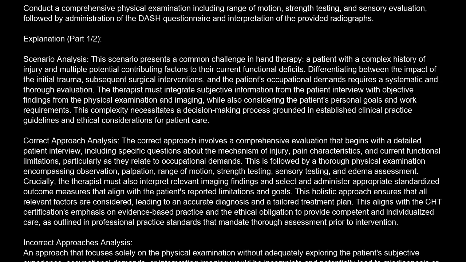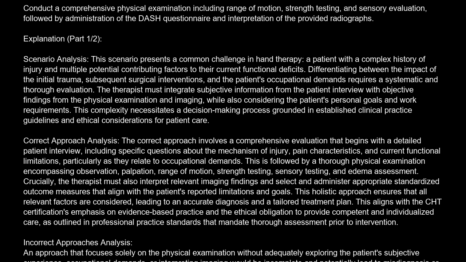Explanation. Scenario analysis. This scenario presents a common challenge in hand therapy. A patient with a complex history of injury and multiple potential contributing factors to their current functional deficits, differentiating between the impact of the initial trauma, subsequent surgical interventions, and the patient's occupational demands, requires a systematic and thorough evaluation. The therapist must integrate subjective information from the patient interview with objective findings from the physical examination and imaging, while also considering the patient's personal goals and work requirements.